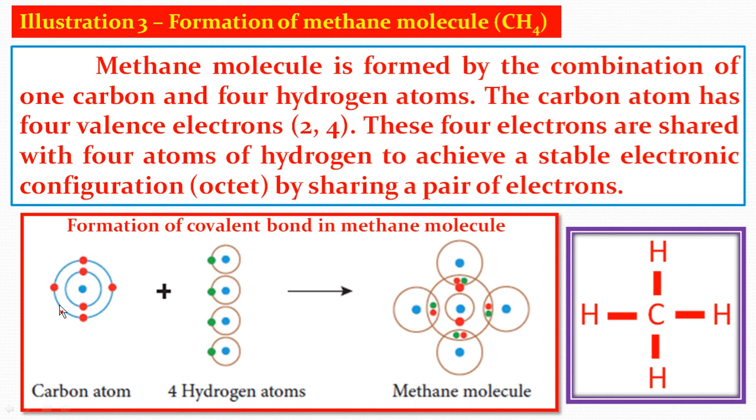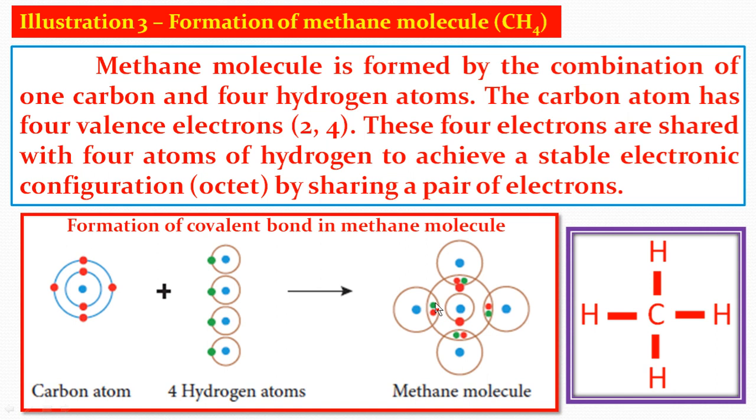So these 4 valence electrons are shared with 4 hydrogen atoms. Each hydrogen atom contains only 1 electron in the valence shell. So these 4 hydrogen atoms are sharing with the carbon atom. So here there is a sharing of electrons. Now this is a methane molecule. In the center, this is carbon, and here are the 4 hydrogens. This hydrogen and the carbon share here, this hydrogen shares here, and this hydrogen shares here, and this hydrogen, both the atoms, share here.